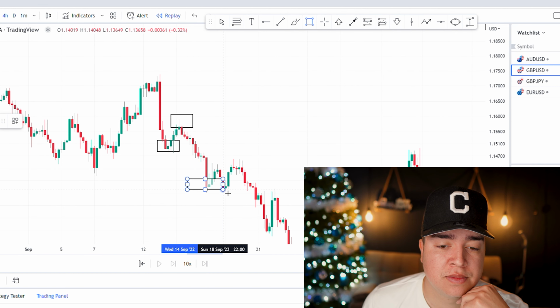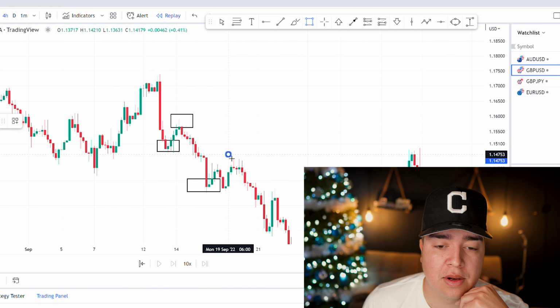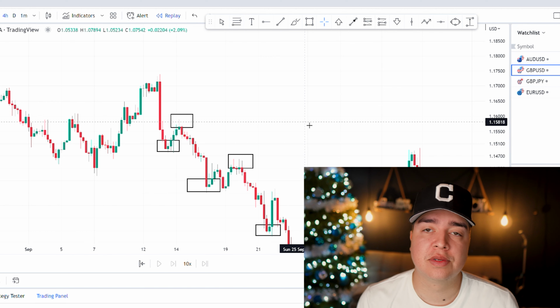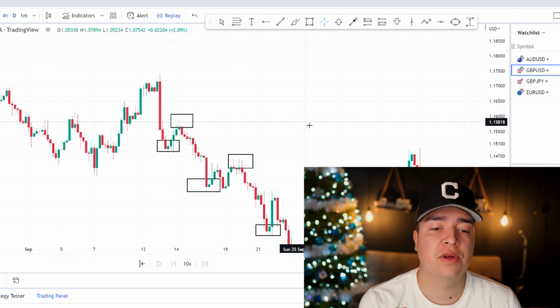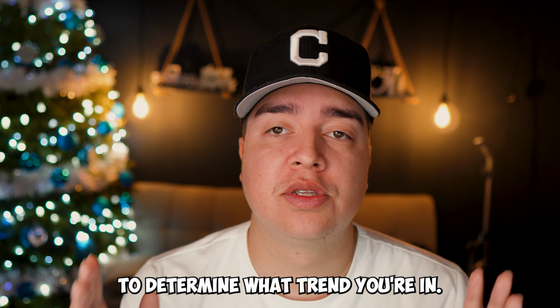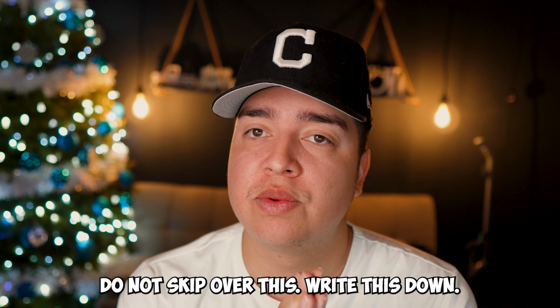We got a lower low. We got a higher low. We got a lower low, and so on and so on. So you see the structure, it moves in a certain way. It's not just random. You gotta locate the higher highs or the higher lows to determine what trend you're in. Very important, do not skip over this.